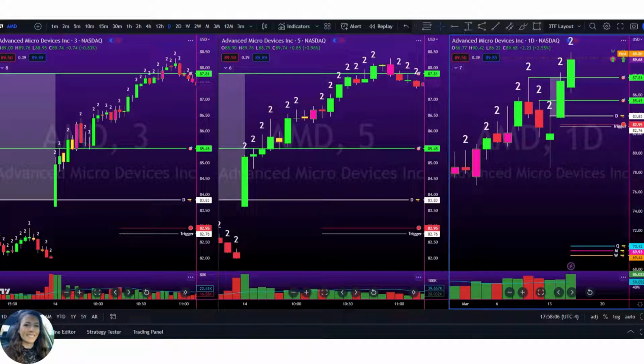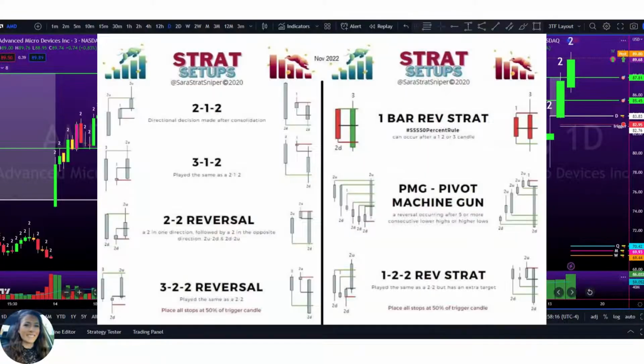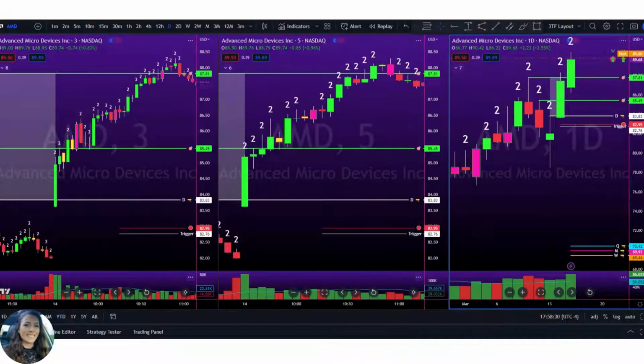So what I would like for you guys to do every night is find a daily Strat setup that hit its magnitude. So anything on this chart. So if you're looking for a bullish setup, you're going to be looking at the left side of the chart. So you want to draw your daily trigger and your daily target.